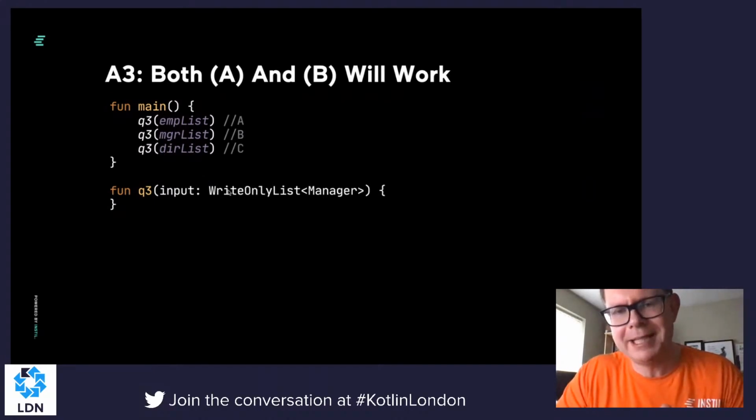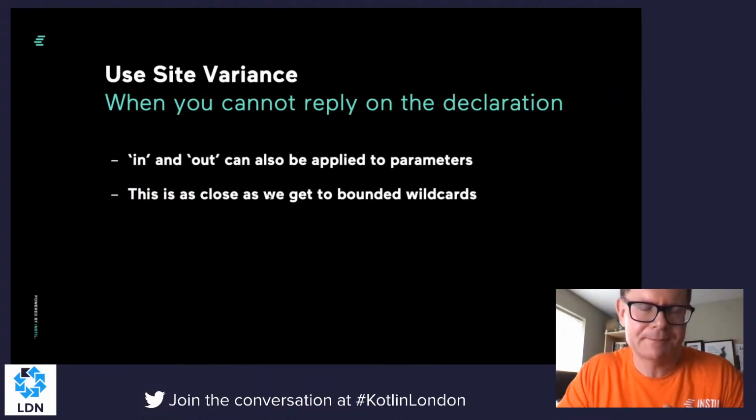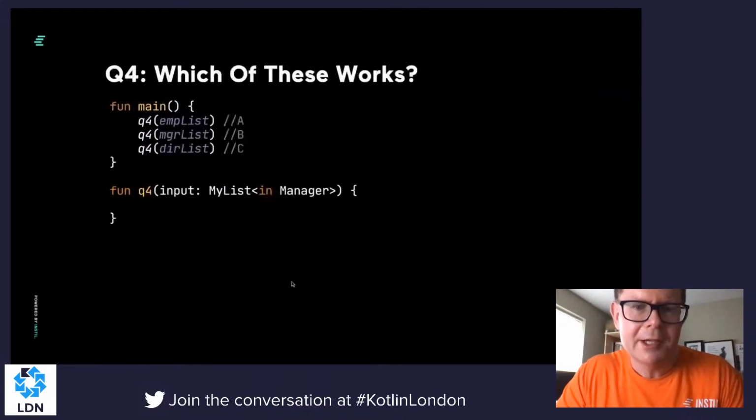Of course, it does depend on you giving good names to these interfaces, and naming is hard. But hopefully you can get past that. So declaration site variance to me makes a lot more sense than using your bounded wildcards. But let's say we can't create the interfaces, we're working with other people's types and so on. Well, then we can have use site variance.